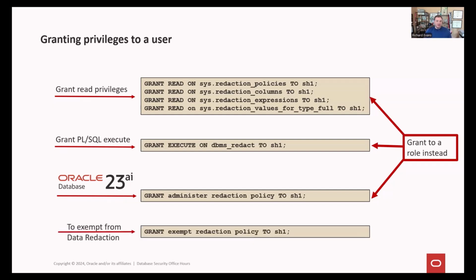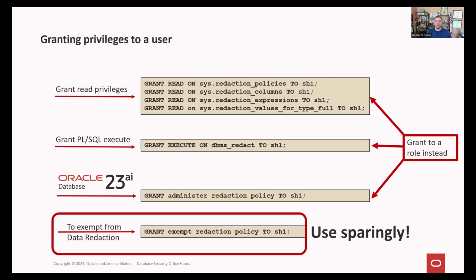The last privilege that I may or may not want to grant is this exempt redaction policy. This exempt redaction policy means that the user who runs the query is exempt from the redaction policy. So they will see actual data every time they run the query, right? We want to use that extremely sparingly because it is a high-level privilege.